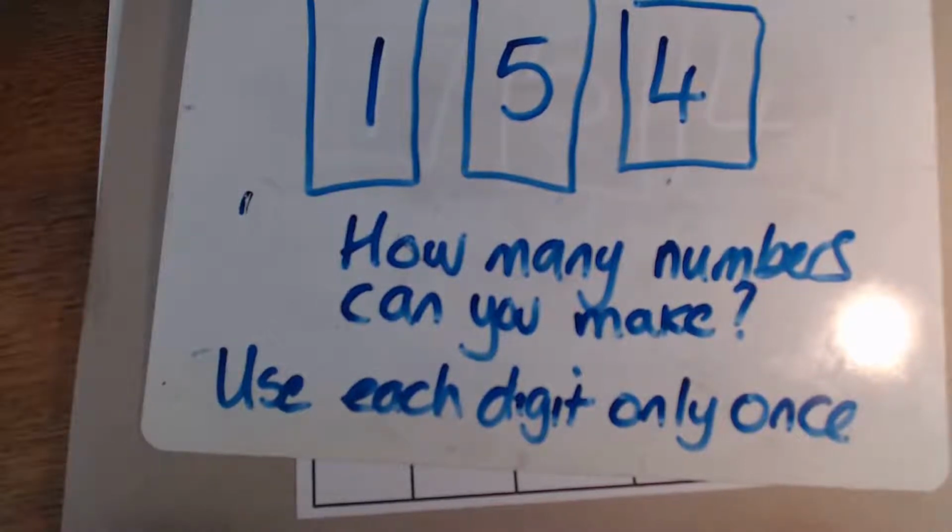While we are waiting for people to join us, can I ask you to have a go at this problem? Now, you can only use each digit once. See how many numbers you can make. How many one-digit numbers, how many two-digit numbers, how many three-digit numbers you can make, just using each digit once. Don't post the answer for me. I just want you to work on it.